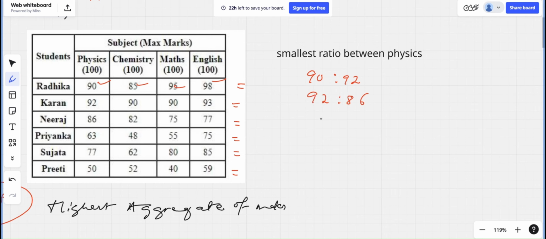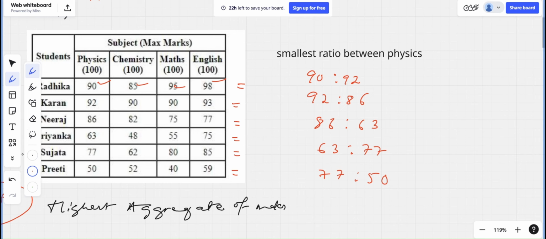Okay, and what else? 86 is to 63. You'll do it like that. That's it. And 63 is to 77, and 77 is to 50. And just do direct divide. You divide 90 by 92, and you'll just find the sum. But without a calculator, it's quite difficult. Okay, it takes so much time.